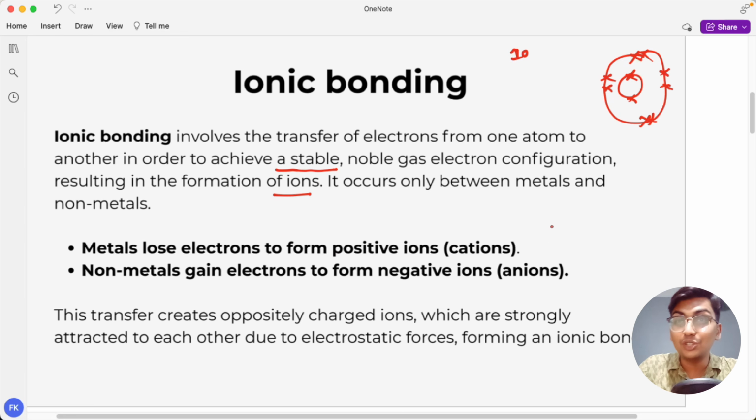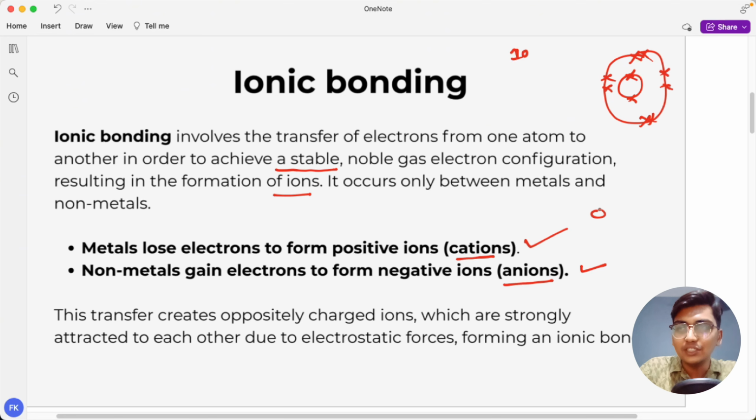Now, metal only loses electrons. Metal loses electrons to form positive ions. Non-metal gains electrons to form negative ions. You always have to remember this. Cations are positively charged ions, anions are negatively charged ions.